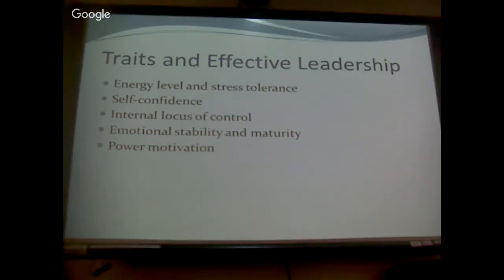And then the last one, power motivation. To a certain degree, people want to have some kind of power. We'll talk a little bit about the differences in this power. We'll talk about McClelland's needs, where some of this comes down to what kind of power you want to have, and what motivates you to have the power. So, flip the slide.